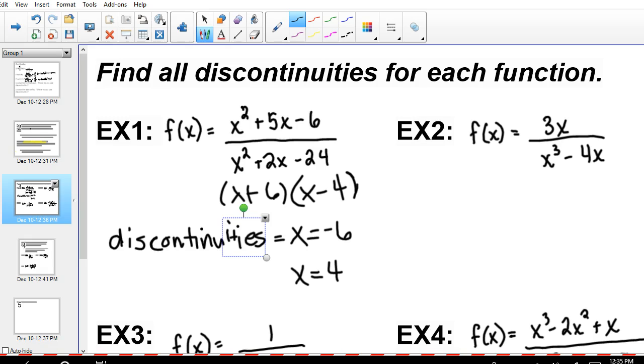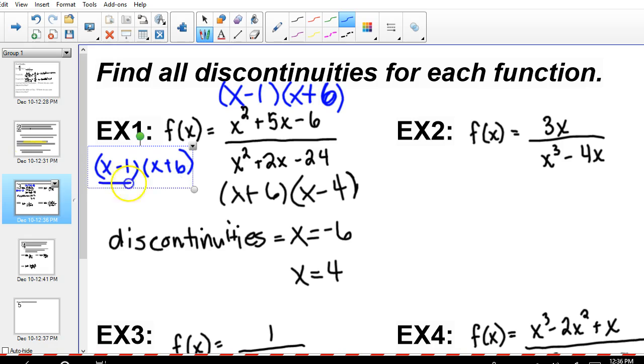Okay, so I could go up here and factor the numerator, and for this one, it's going to be x, and I'll have -1 plus 6. Does that look right? I'll give you a +5 in the middle, -6, yes. Okay, so what I've got is x minus 1 over x plus 6 times x plus 6 over x plus 6 times x minus 4.